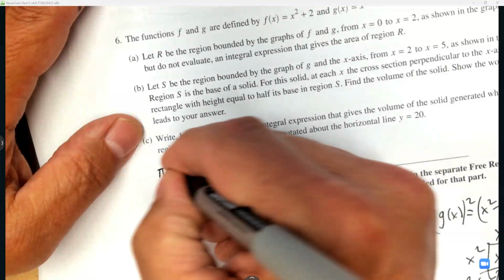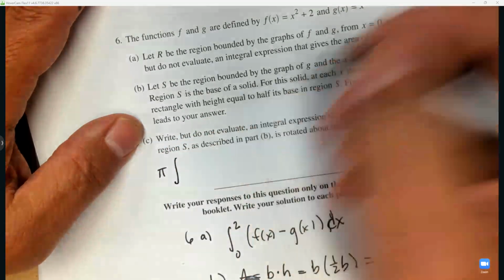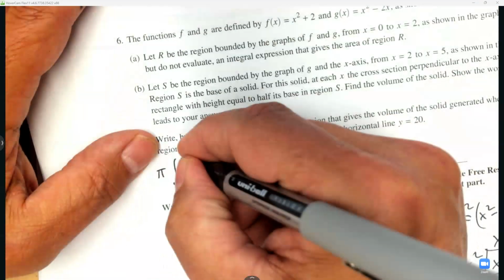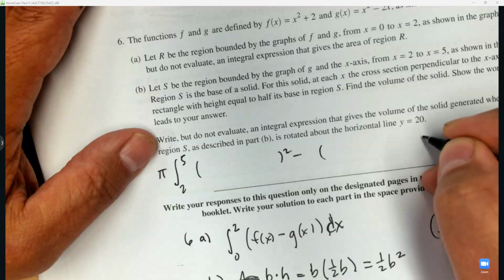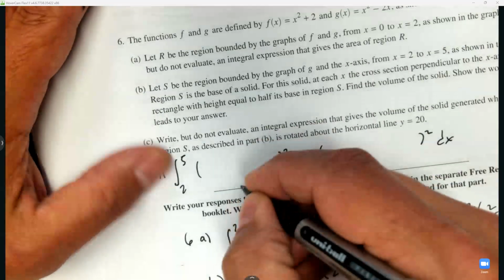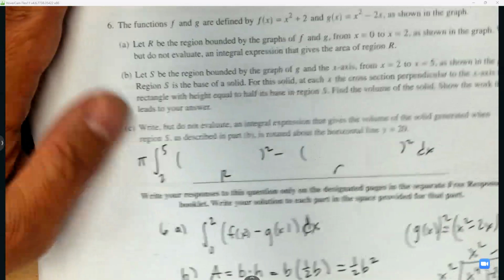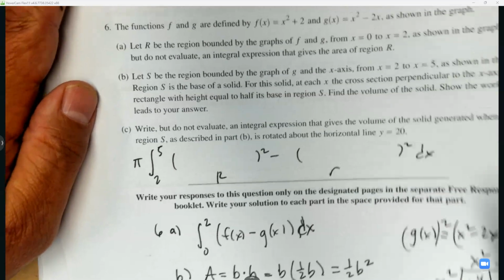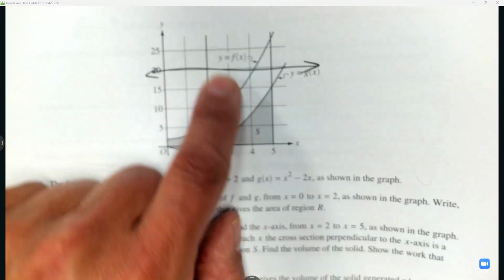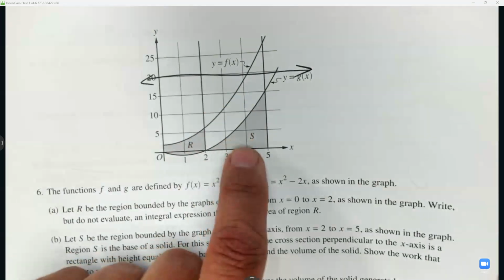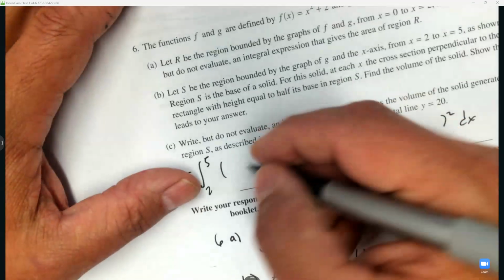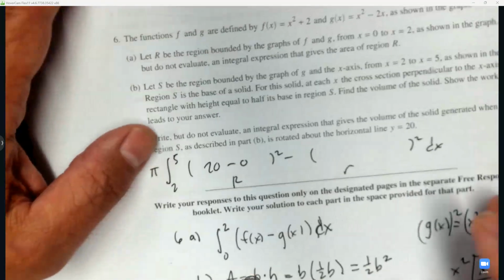So we're going to start with pi. We're going to integrate. Now it's region S, so it's 2 to 5. And then we have 2 circles, a big radius and a small radius that we're going to set up. Now for the big radius, it's going to be top, subtract the bottom of the area. So that's 20, take away 0. So you can write 20, take away 0, or just 20.